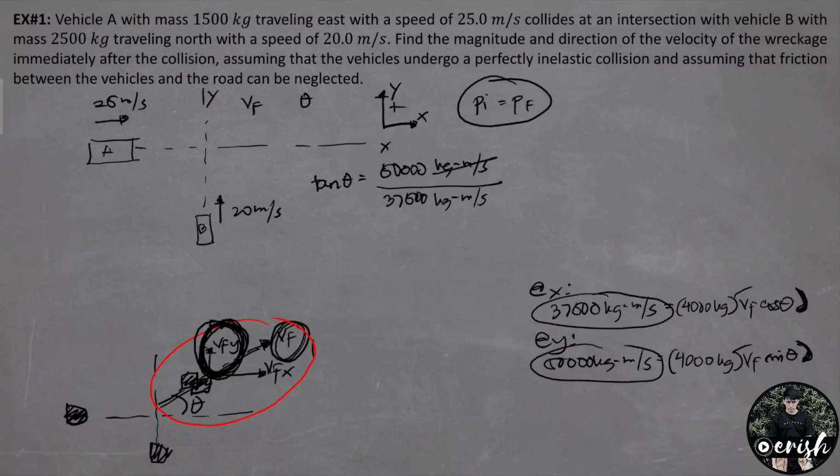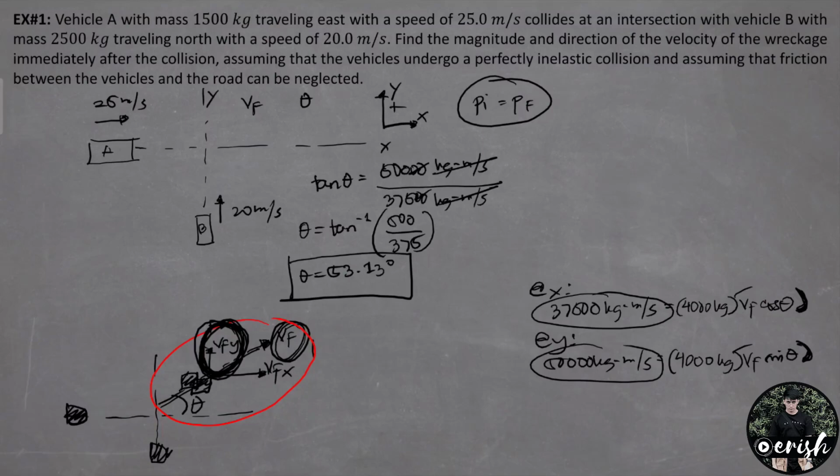So, pwede natin i-cancel ito and yung dalawang zero nila para makalis. Theta is equal to inverse tangent times 500 divided by 375. Theta is equal to 53.13 degrees. And since alam na natin yung theta, pwede na natin gamitin any of this equation.